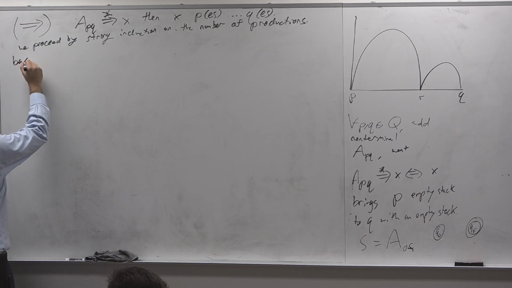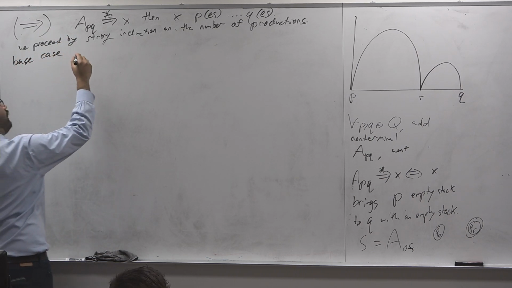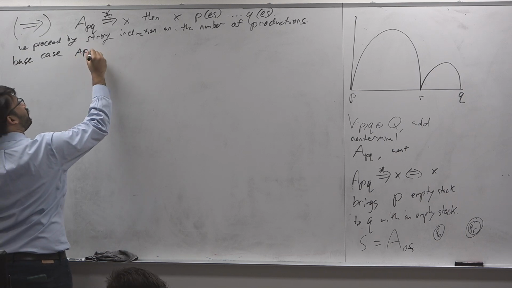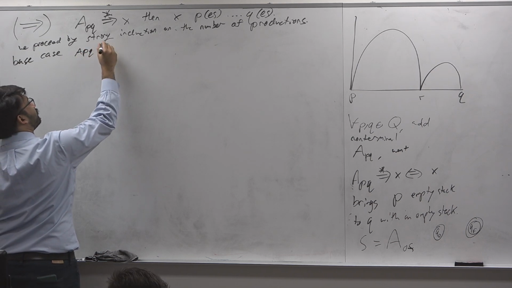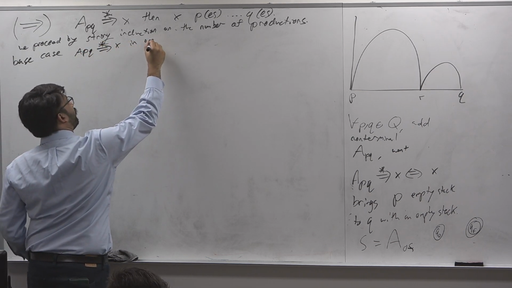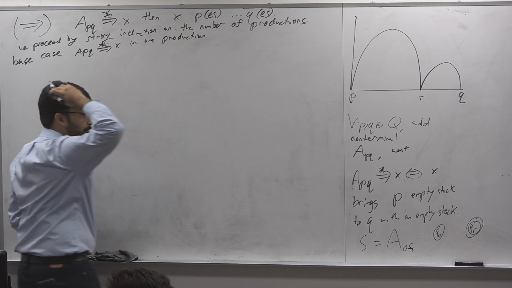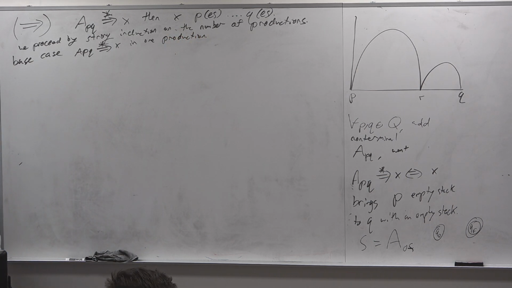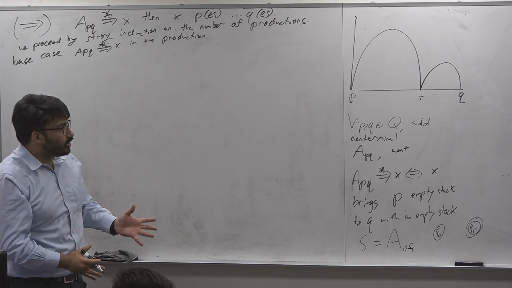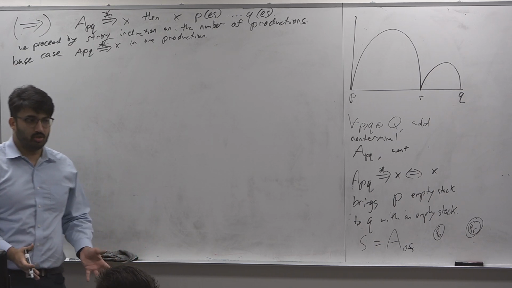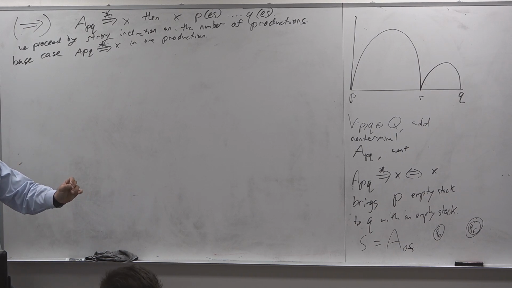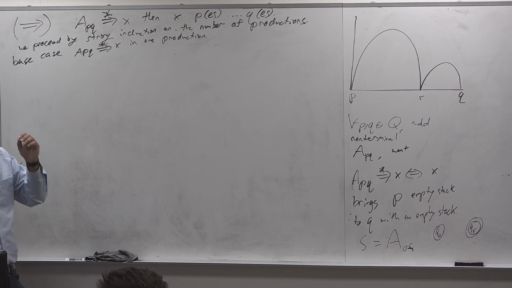Base case: A_PQ produces x in one production. Now, notice, what possible strings can be produced in one production? You have exactly one production you're allowed to use. Which strings can be produced?